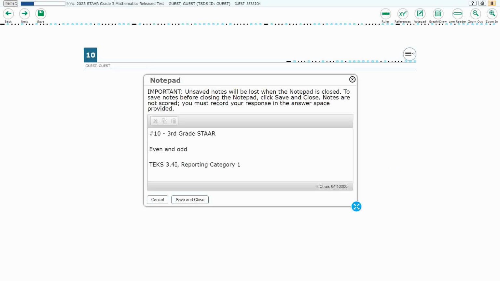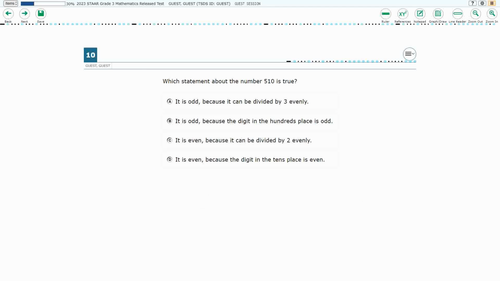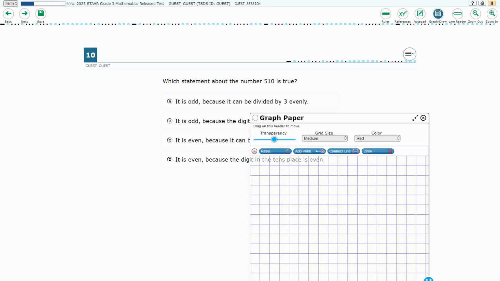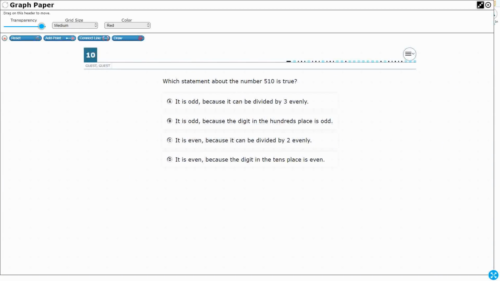For number 10, we are looking at even and odd. This is TEKS 3.4i, reporting category 1. So we just need to figure out what we know about this number 510. Now, this is where it gets a little bit tricky. Hopefully our students know, right, that if a number is even, that means its ones digit is going to be 0, 2, 4, 6, or 8. If it's going to be odd, it's going to be 1, 3, 5, 7, and 9. This is the ones digit. So if we know this, right, we can at least get rid of A and B.